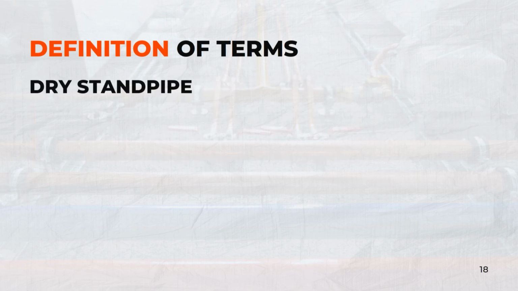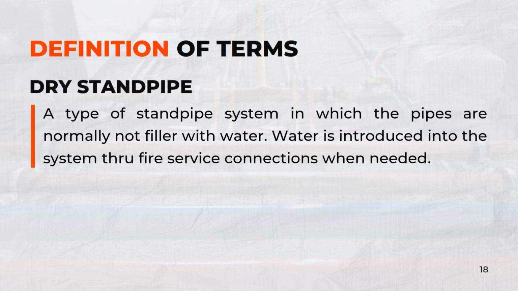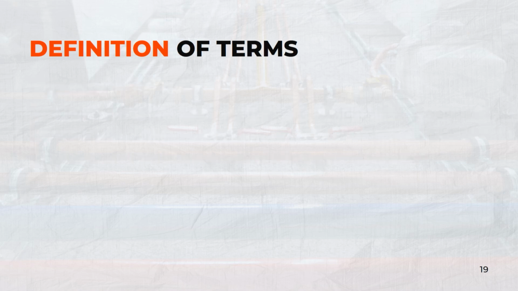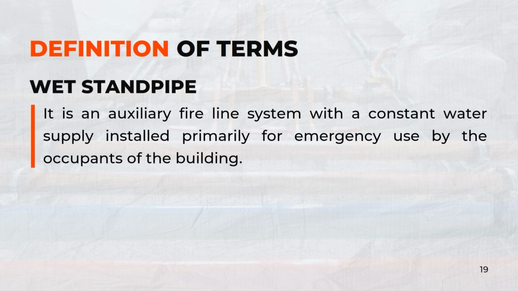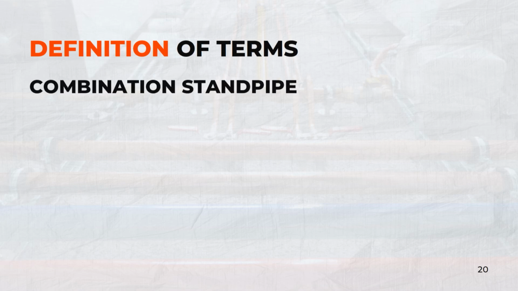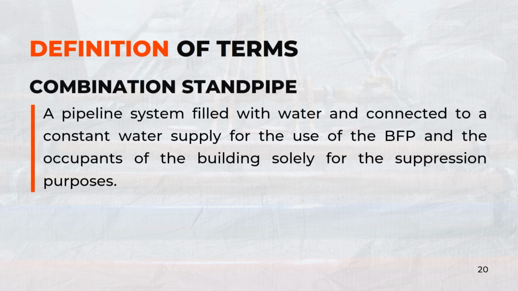Dry standpipe. A type of standpipe system in which the pipes are normally not filled with water. Water is introduced into the system through fire service connection when needed. Wet standpipe. It is an auxiliary fire line system with a constant water supply installed primarily for emergency use by the occupants of the building. Combination standpipe. A pipeline system filled with water and connected to a constant water supply for the use of the BFP and the occupants of the building, solely for suppression purposes.